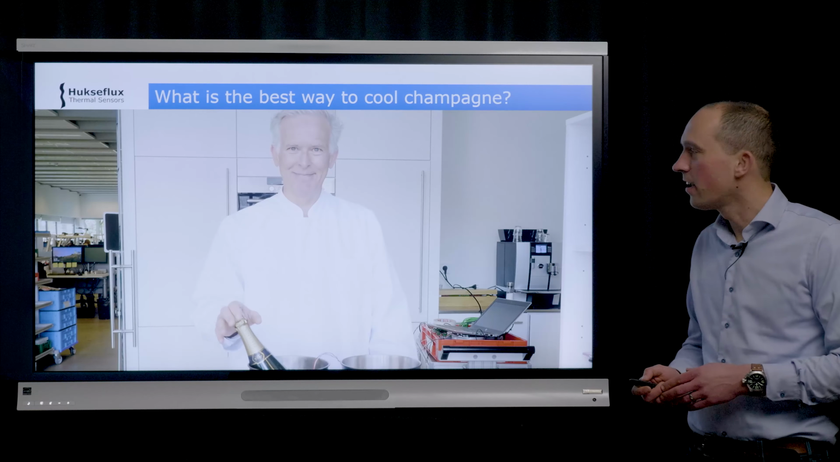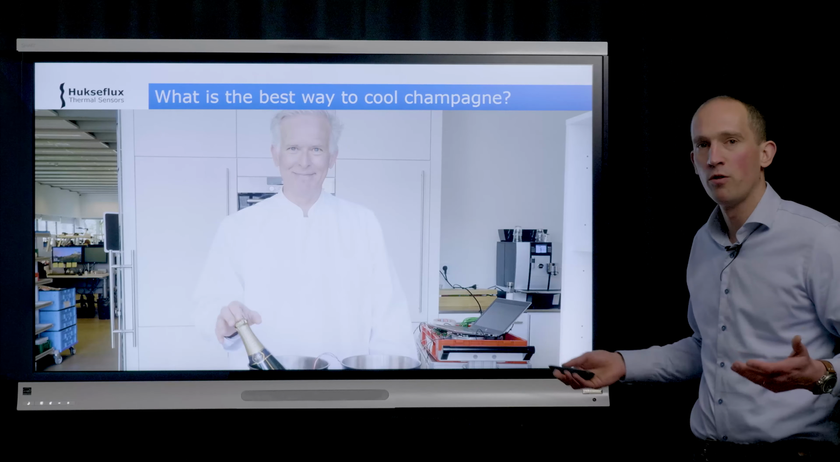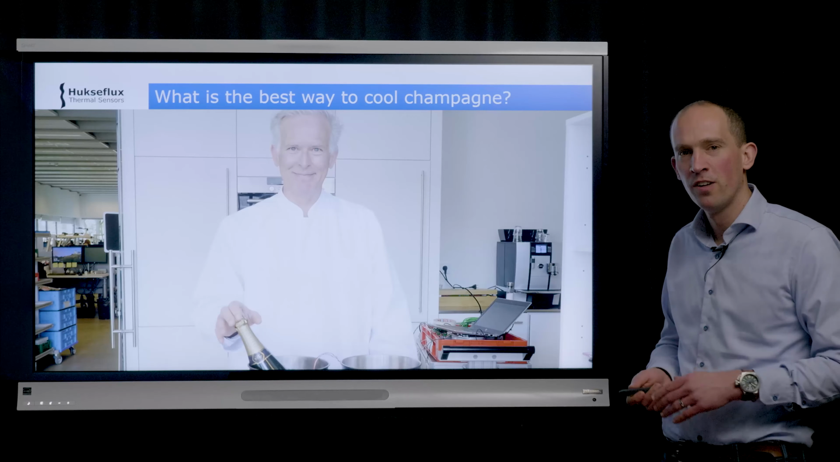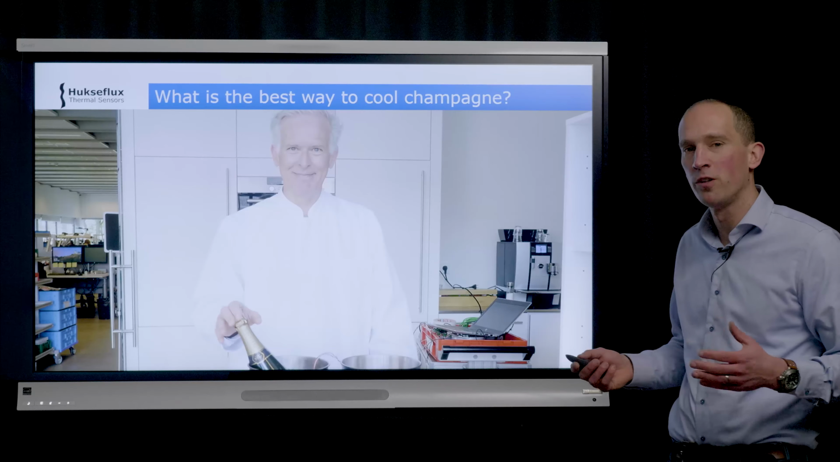Well, thank you, Kees, and hopefully these examples illustrate in a real-world situation why measuring heat flux is very important and really helps you to get a better understanding of what you are doing.